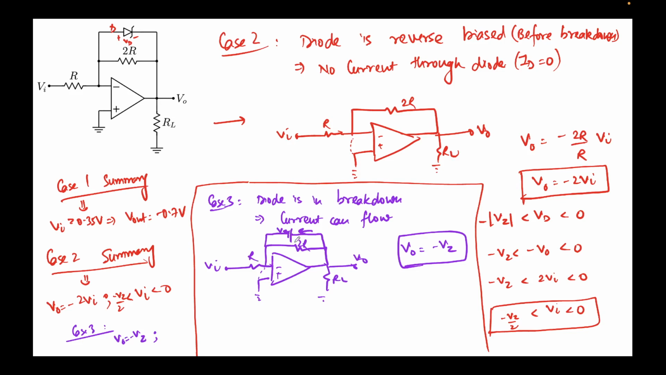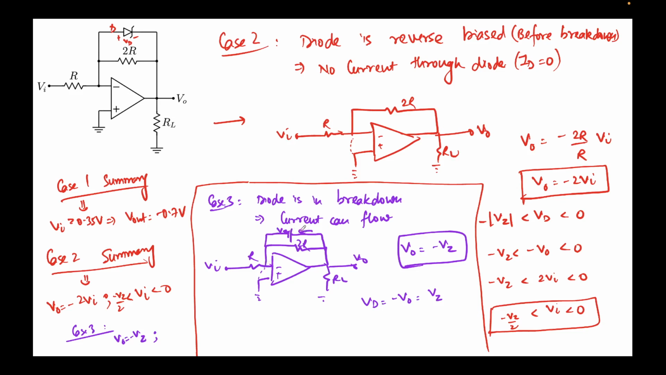So the condition imposed on Vi is that the diode must be reverse biased, and reverse biased so much that it has entered the Zener breakdown mode. So how do we do that? We know that Vd is nothing but minus V naught, which in this case is Vz, right? But we have to link it with a relationship from Vi.